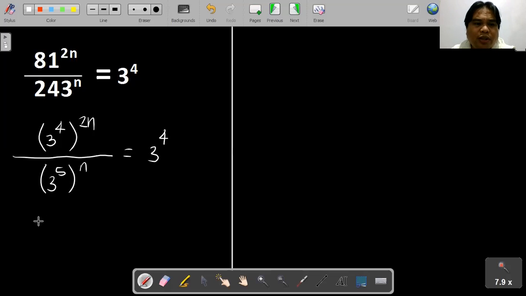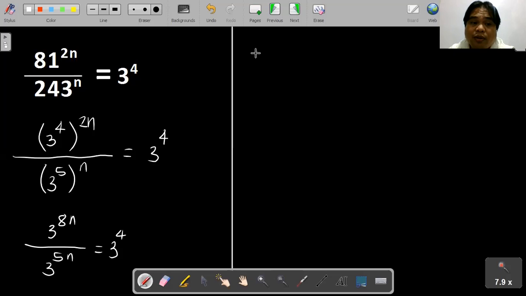Now using the law of exponents once again, when you have an expression with an exponent raised to another exponent, you just multiply the exponents. So 3 to the power of 4 to the power of 2n gives you 3 to the power of 8n, all over 3 to the power of 5n, equal to 3 to the power of 4. The next thing to do, by the law of exponents once again, when you divide terms with the same base, you just subtract the exponents.